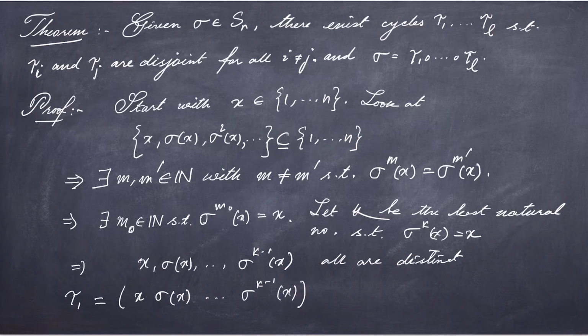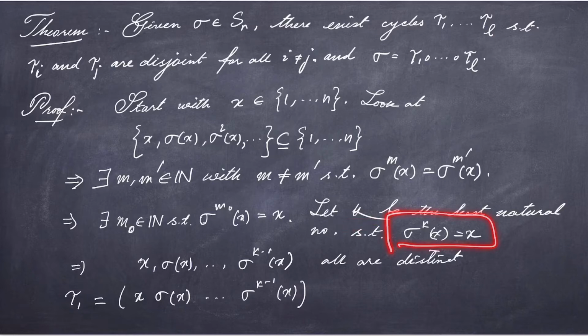Similarly, if m prime is bigger than m, you multiply both sides by sigma to the power m prime minus m. However, in either case, we have a natural number m naught such that sigma to the power m naught x equals x. Well, it may so happen that for a positive integer m1 less than m naught, sigma to the power m1 x might be equal to x. It may so happen. So what we will do is we will choose k to be the least positive integer such that this happens.